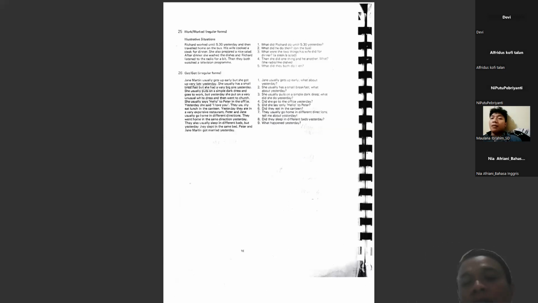And as usual, page 16 will become your assignment or homework. I will send the material to the eCampus platform, so you can access it by downloading the material there, and it must be submitted next week before the class or the lecture begins.